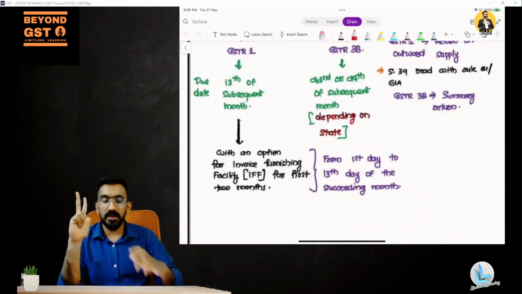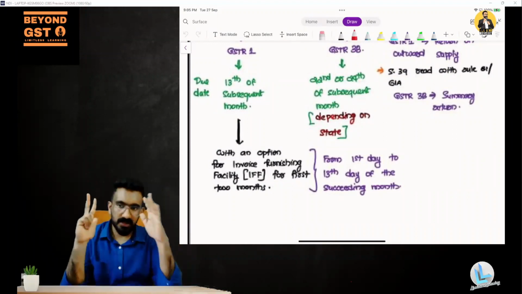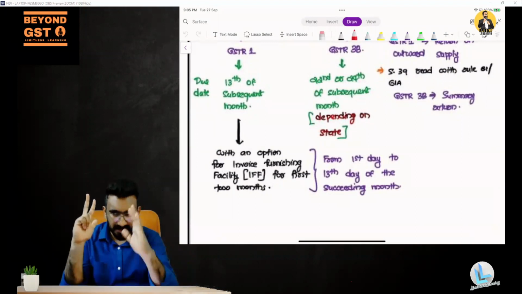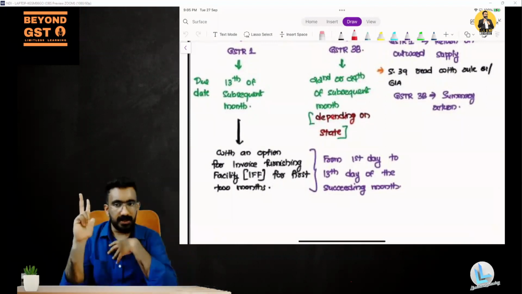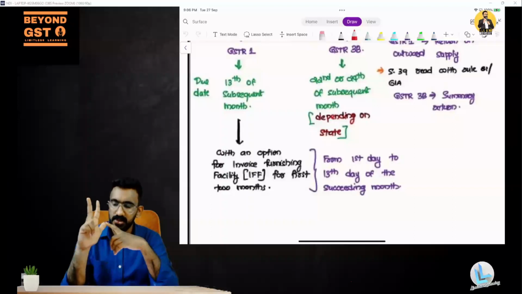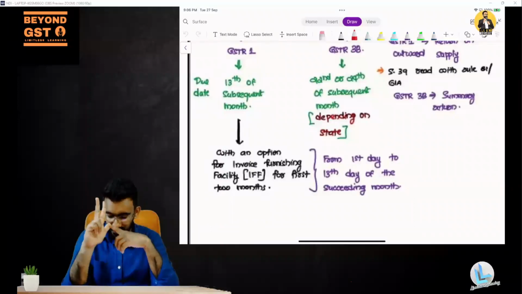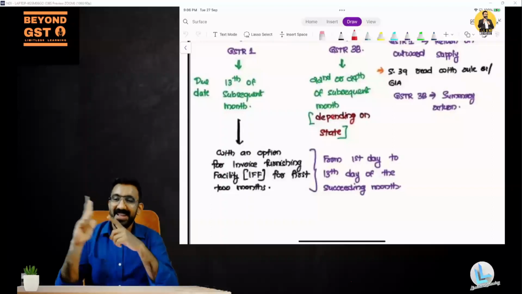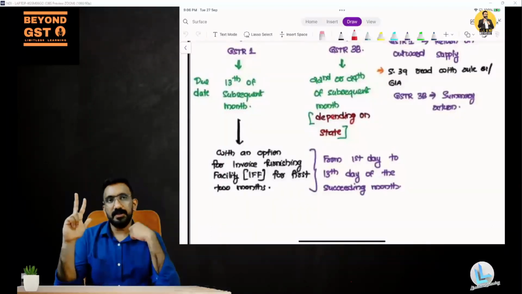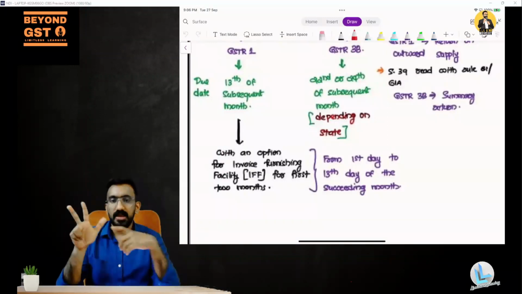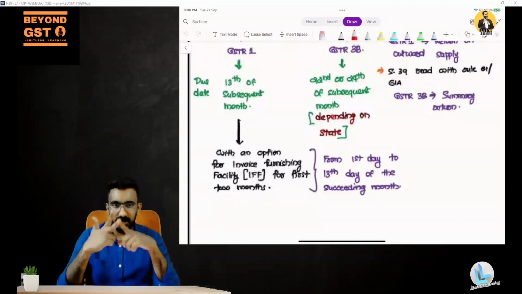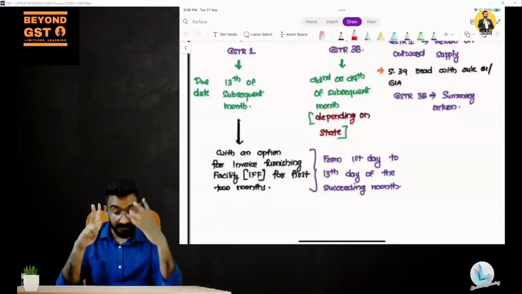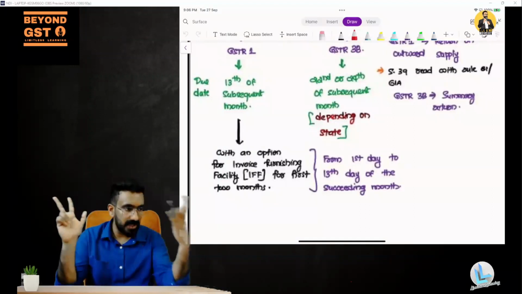Okay. If your turnover is more than 5 crore, I'm just giving you how you have to understand this. Very simple, straightforward. See, I'm a supplier and the quarter is July, August, September. And you have 2 options. If my turnover is less than 5 crore, if I did not opt for QRMP, I will have July GSTR1, August GSTR1, September GSTR1. Next month, 11th, I would have uploaded. No problem. They'll take the credit.